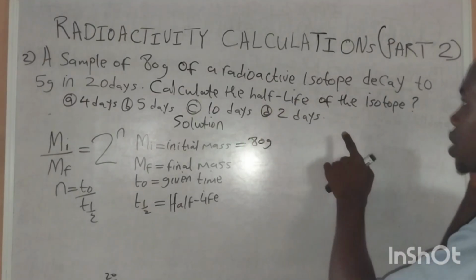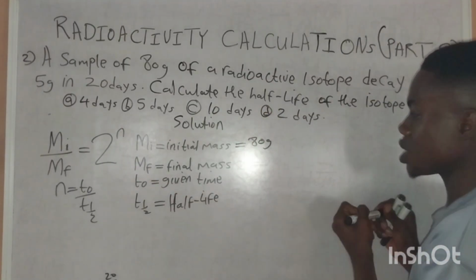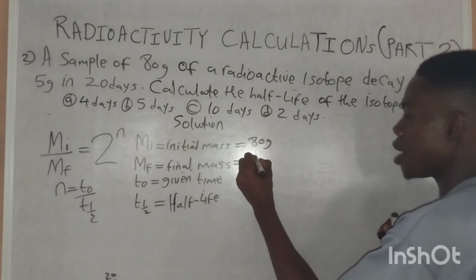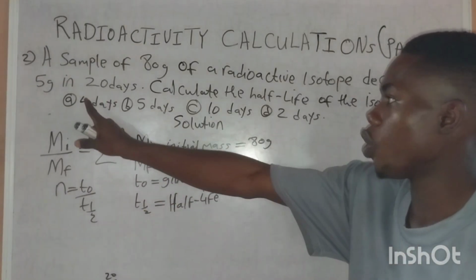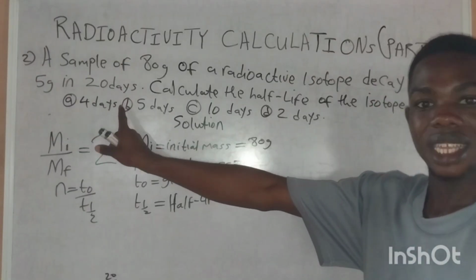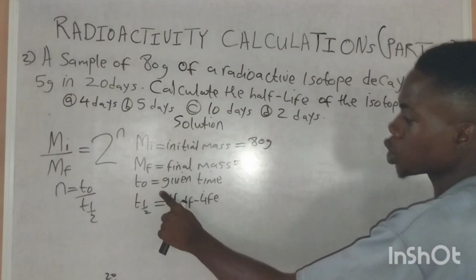Of a radioactive isotope decays to 5 grams. So our final mass is equal to 5 grams. Please take note of this. In 20 days. Now, please take note that our T naught, which happens to be the given time, is 20 days.